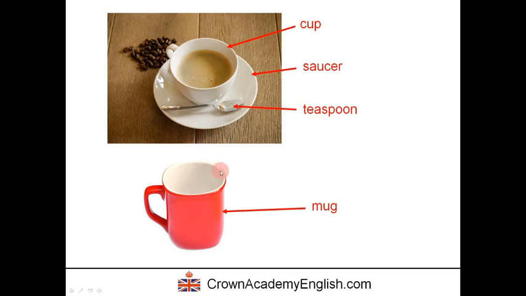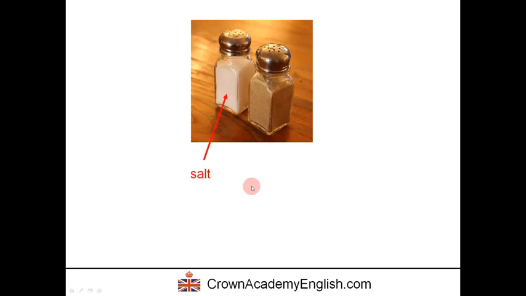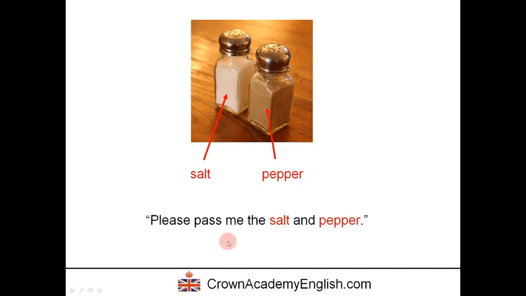And this is a different type of cup. We use this also for drinking coffee and tea. And this is called a mug. So a mug does not have a saucer. And it's slightly bigger. It's a big cup. Okay? Salt and pepper. So for example, we would say to someone, please pass me the salt and pepper. So this means please give me the salt and pepper. Okay?